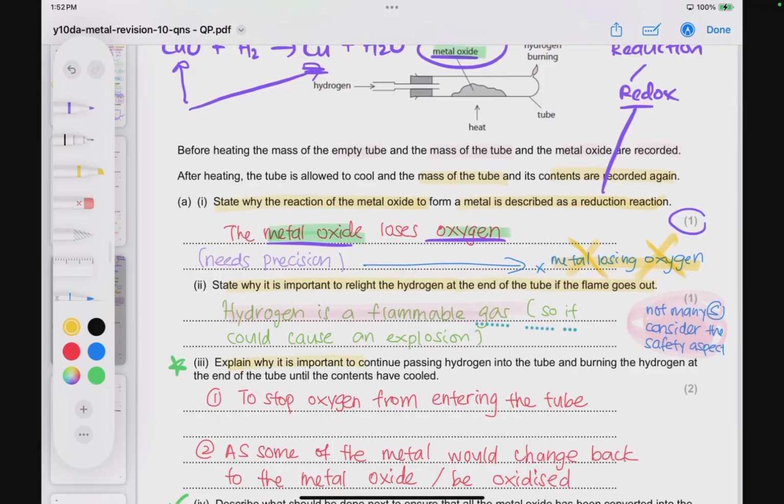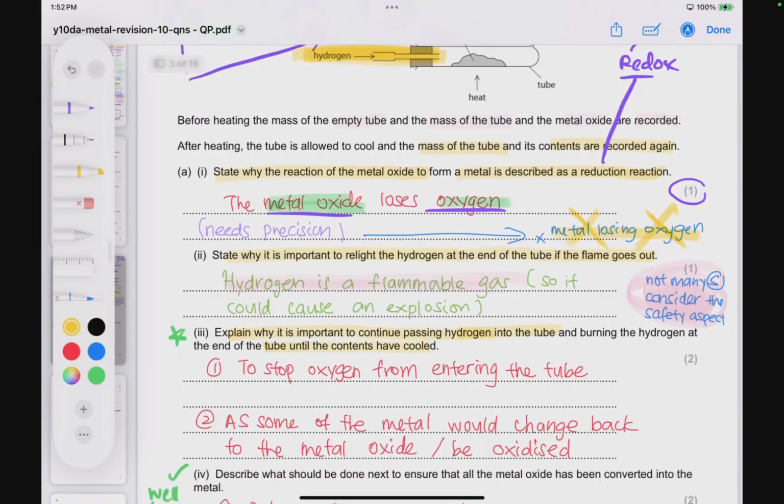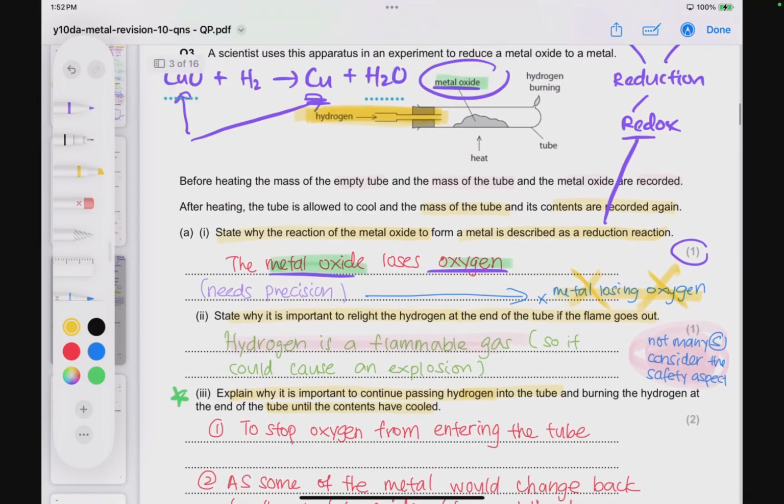Part 3, explain why it's important to continuously pass hydrogen into the tube until the contents have been cooled. So what is it about the contents that you do not want other things to mix with? Now, at the end of the day, the pure metal is already formed, and if you stop pumping in hydrogen gas, what's going to happen is the surrounding air around us has oxygen, isn't it? So the oxygen would react with the pure metal, and then it will form back to its original. So you don't want that to happen.